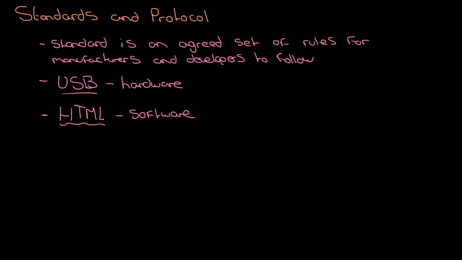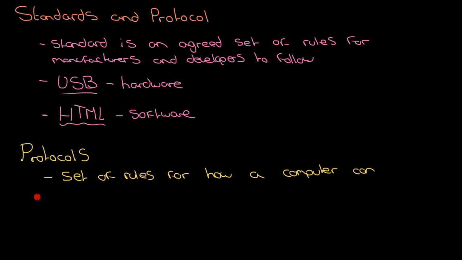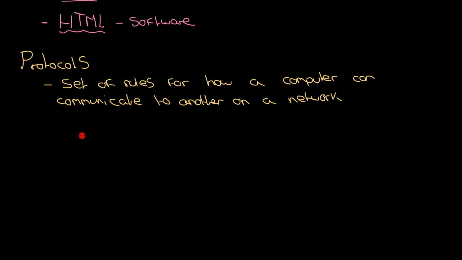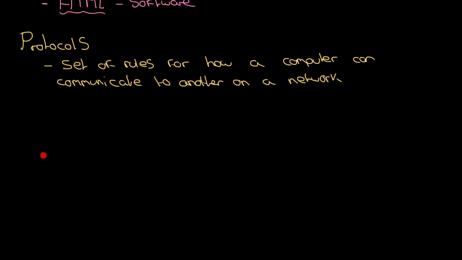So where do protocols come in? Well, protocols are standards, but they are particularly standards which are all about communicating between different computers. So these are a set of rules for how a computer can communicate to another computer on a network. So they are standards, but they're like the specialized standards, all to do with communication. And we're going to go through a few different ones here and how they are useful.